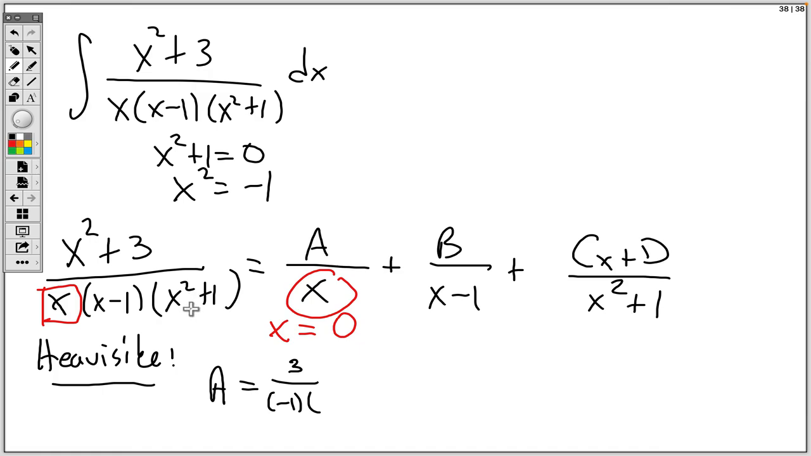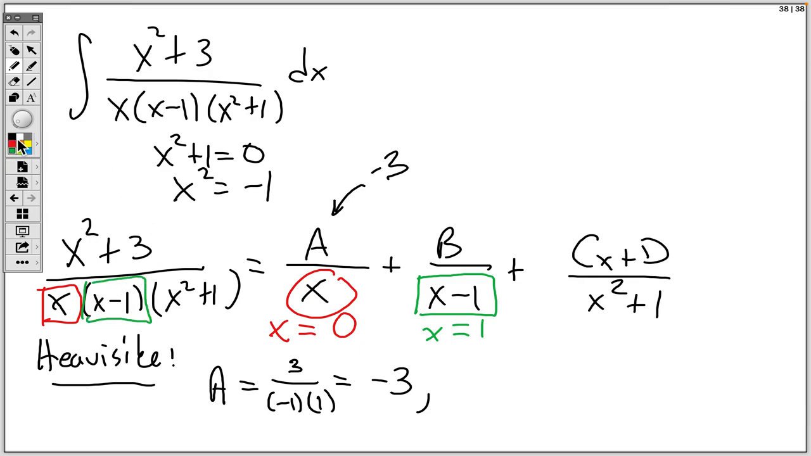0 squared plus 1 is 1. So we get a equals negative 3, courtesy of Heaviside. And now to get to the b, I set this denominator equal to 0. I find the root is a positive 1. So I'm going to cover up the x minus 1 factor here and plug 1 into what's left over.